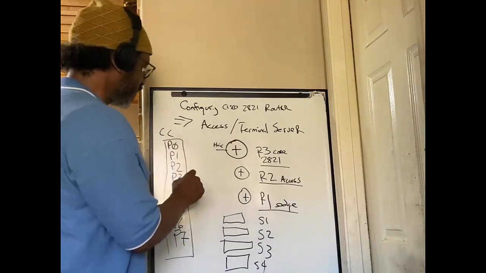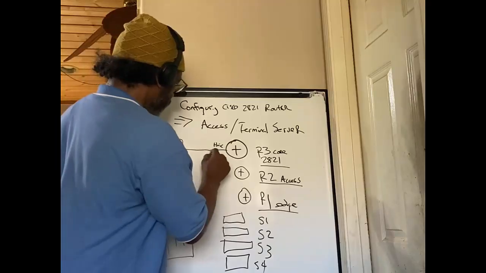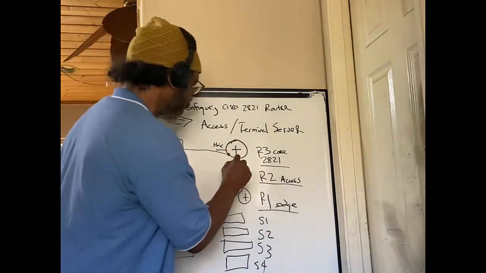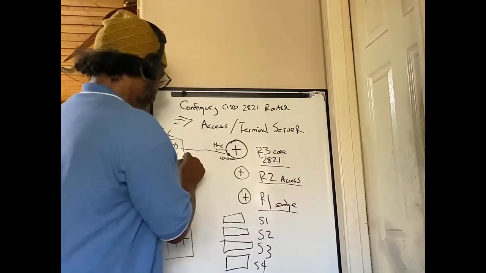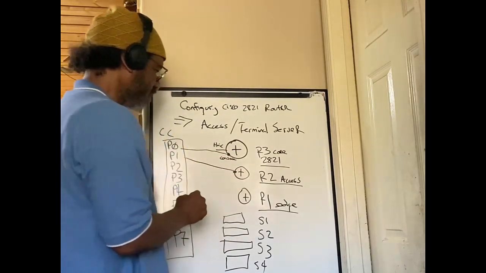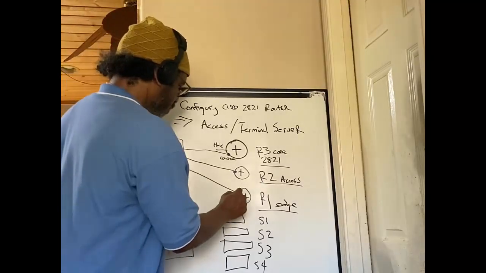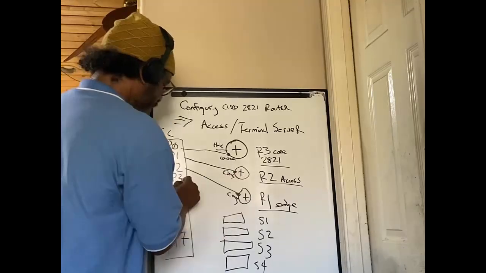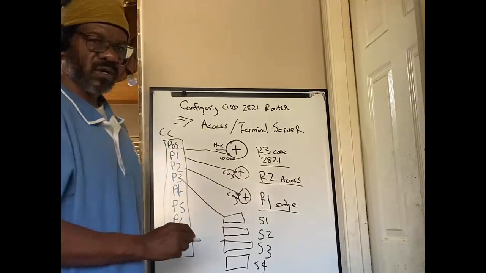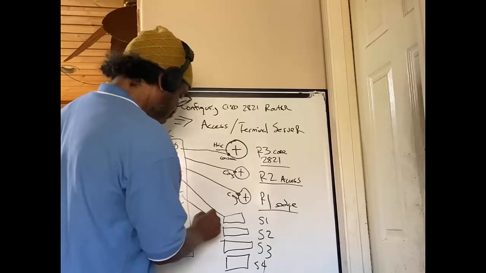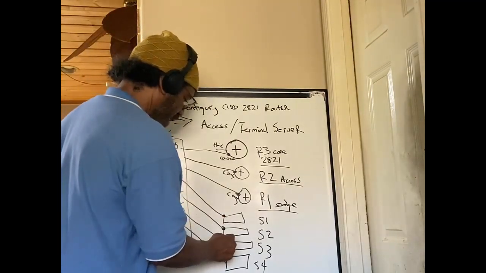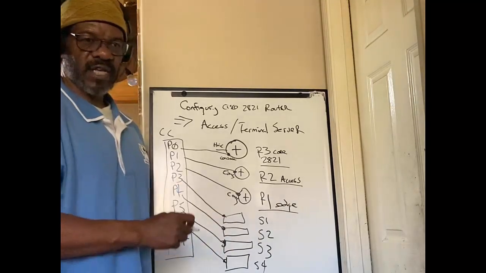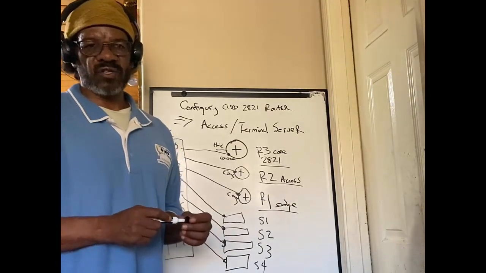So what I'm saying is this. P0, I'm going to hook to R3's, the Cisco 2821's console port. P1 is going to hook to router 2's. P2 is going to hook to router 1's console cable. P3 is going to hook to switch 1 console cable, and so on and so forth. This is how we're going to name the devices when we go in and configure the access server.